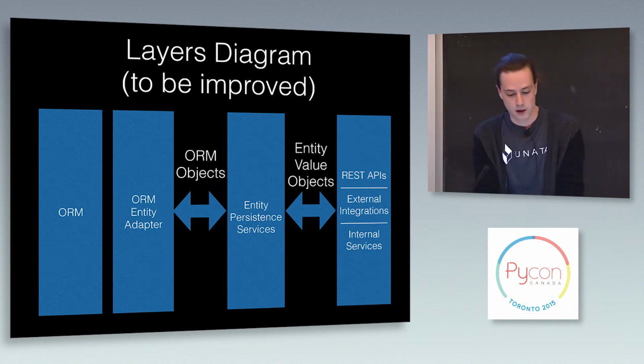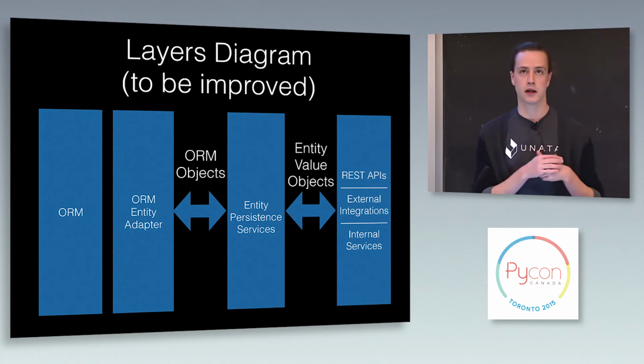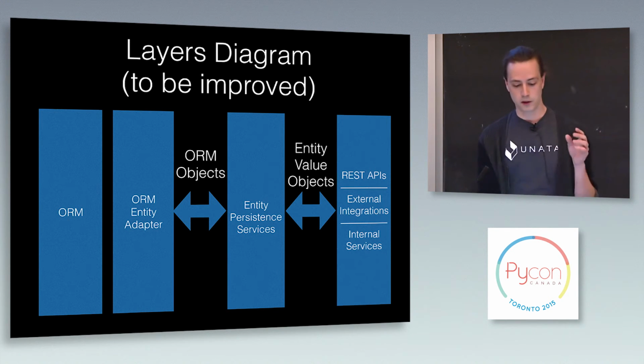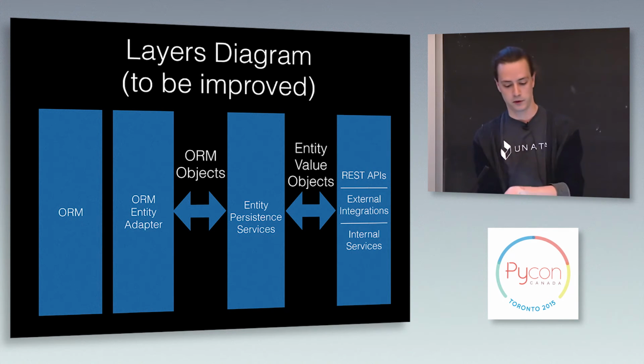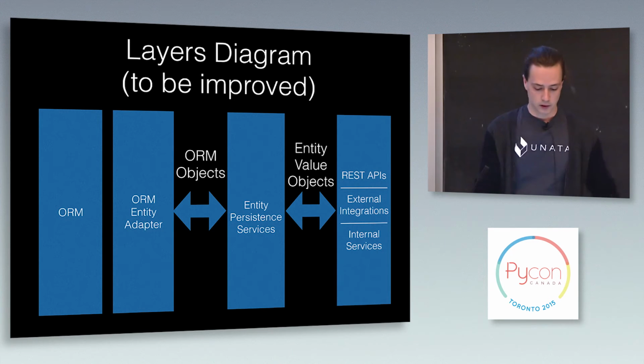And then we have these value objects that we're going to pass from our persistence services. That's going to be our communication mechanism between our persistence services, the REST APIs, our external integrations, and our internal services. And these kind of become the language and the data which we pass around, not only between the database and our applications, but between each other as well.